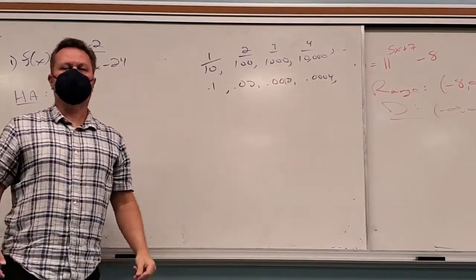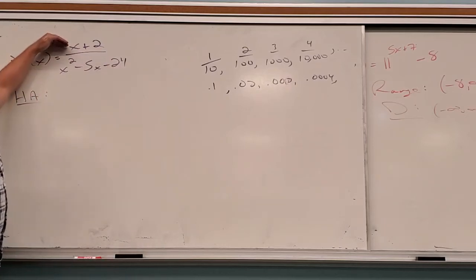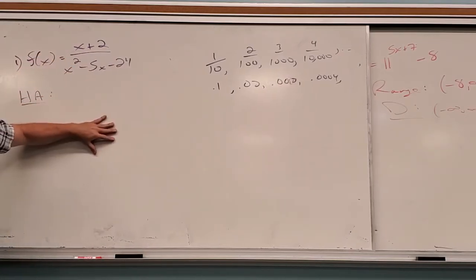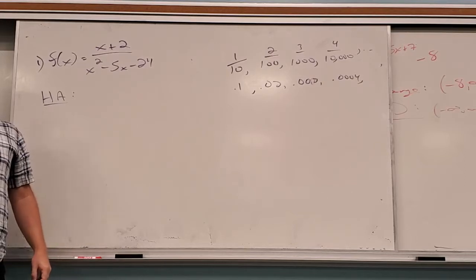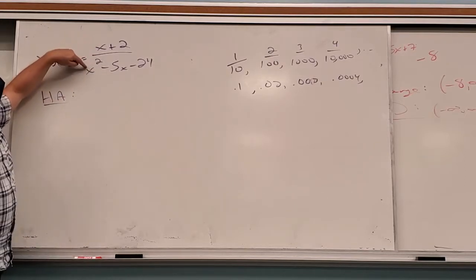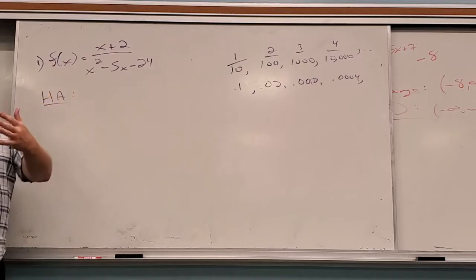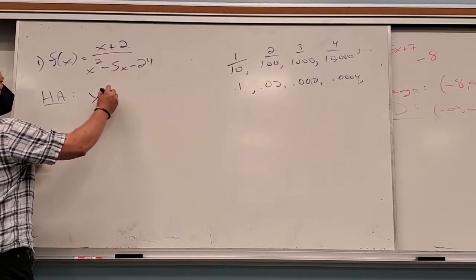0. So when the top degree is smaller than the bottom degree, let it make sense. If I make x really, really big, I'm going to have a number divided by a much bigger number. It's going to 0. So the horizontal asymptote here is y equals 0.